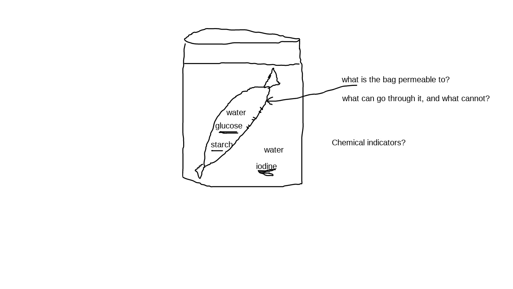Is glucose a chemical indicator? Is starch a chemical indicator? Is iodine a chemical indicator? Remember, a chemical indicator is a chemical that changes color when it encounters a particular molecule.